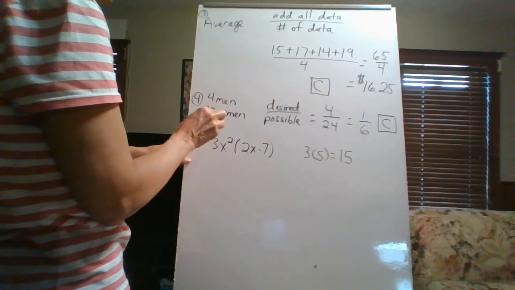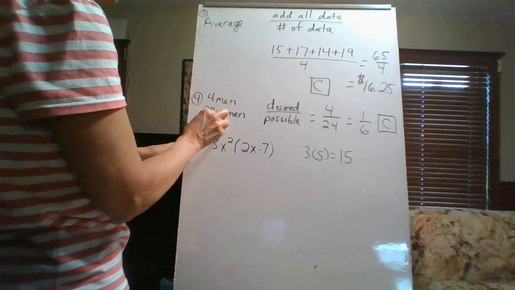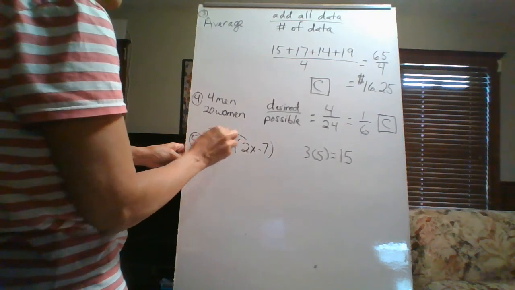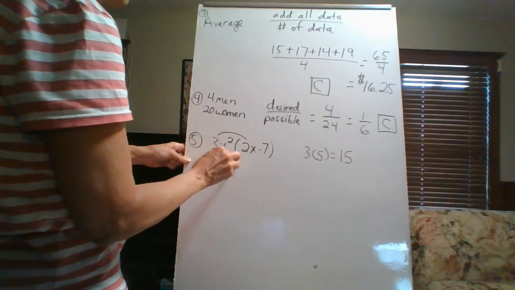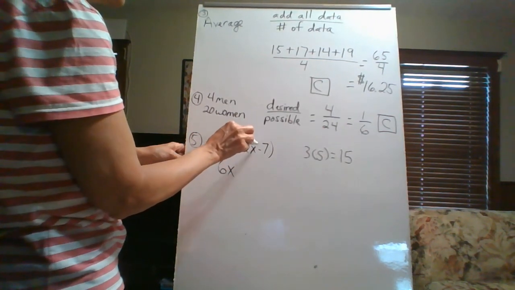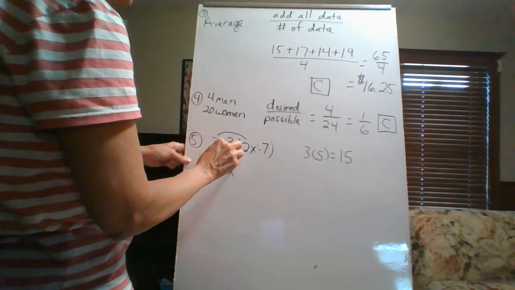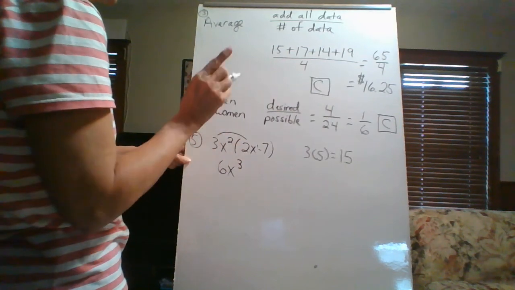I'm going to have to distribute, though, and that was one of our earlier things, so be sure you go back and understand that concept. So 3x squared times 2x, 3 times 2 is 6. X squared times x, remember this is understood that it has a 1. And when you multiply like bases, you add the exponents. But I've got to distribute.